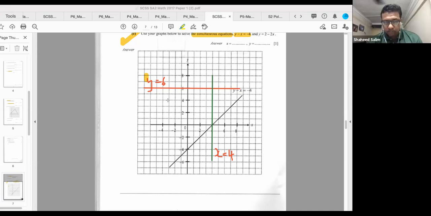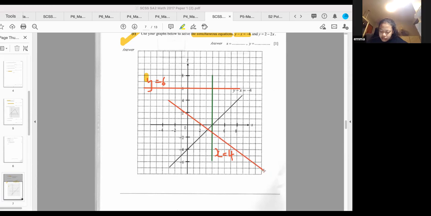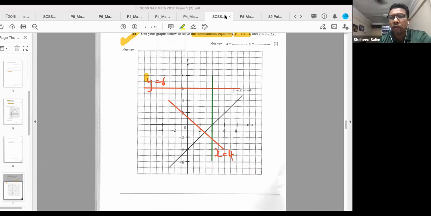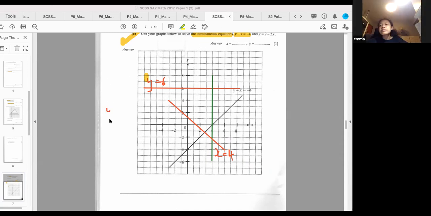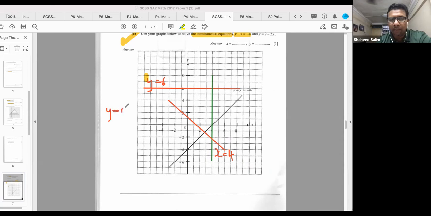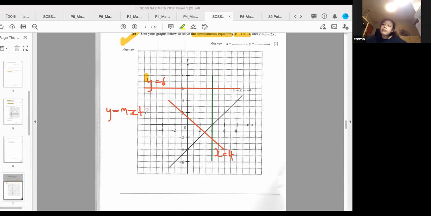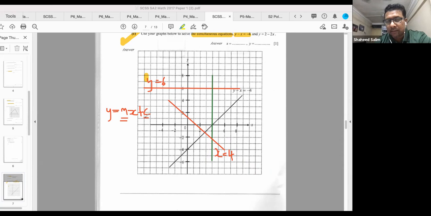Hold on. I'm going to write down the formula: y equals mx plus c. This is just to remind you, m is the gradient. c is the y-intercept. Can you tell me what's the y-intercept?